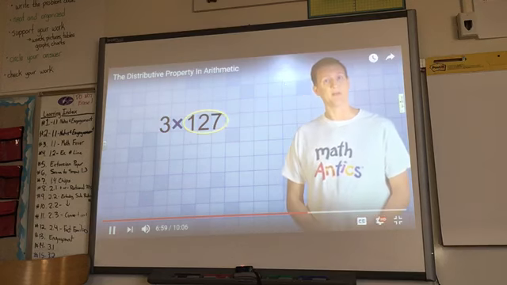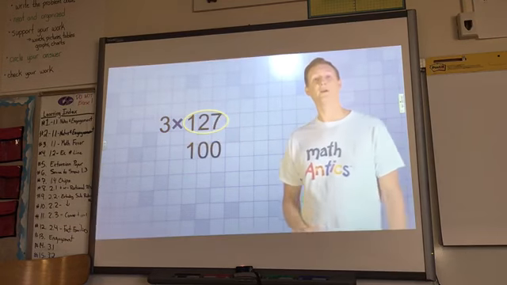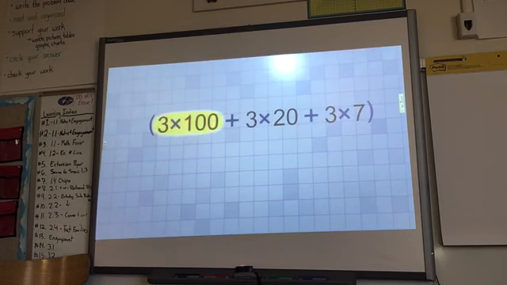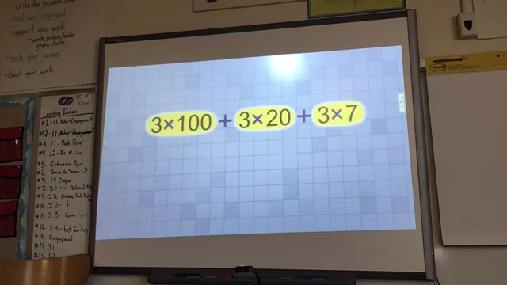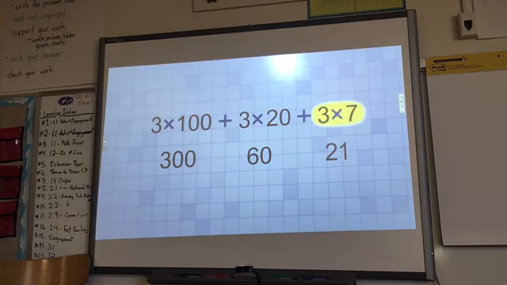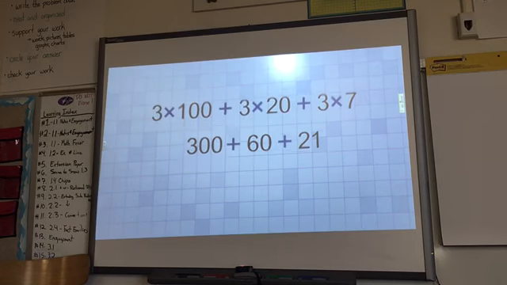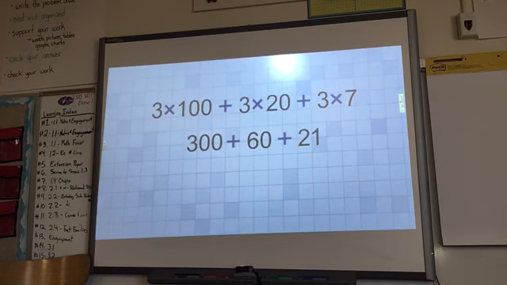But instead of 127, let's change that into the group 100 plus 20 plus 7. We need to multiply that by 3, and the distributive property lets us distribute that multiplication to each member of the group: 3 times 100 plus 3 times 20 plus 3 times 7. That helps because we can do those mentally. 3 times 100 is 300. 3 times 20 is 60. And 3 times 7 is 21. All that's left to do is add those three products up, which is not too hard to do mentally either. 300 plus 60 plus 21 gives us 381 as our final answer.